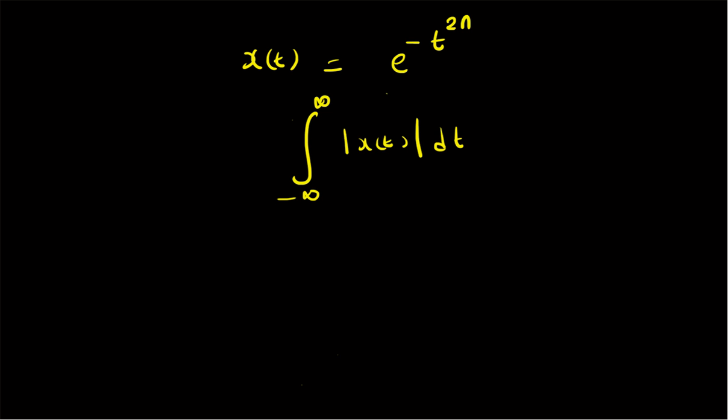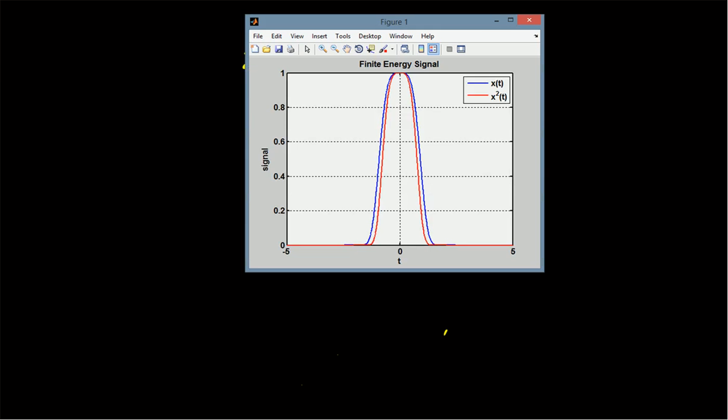In terms of the Matlab plot for the signal x of t equal to e power minus t power 2n, we can clearly see that they are of finite energy. This is the curve for e power minus t power 4, and we can clearly see that the area under these curves is of finite value. That means the signal is of finite energy. Thus, we can use a Matlab plot to intuitively verify whether the signal is of finite energy or not.